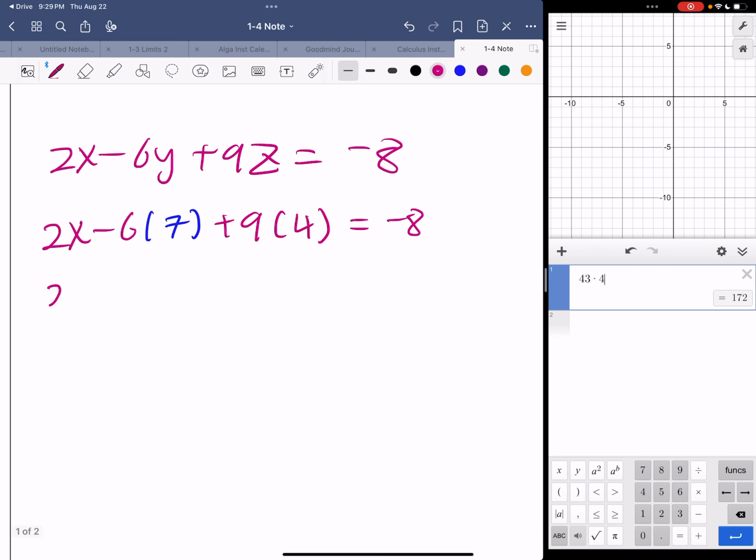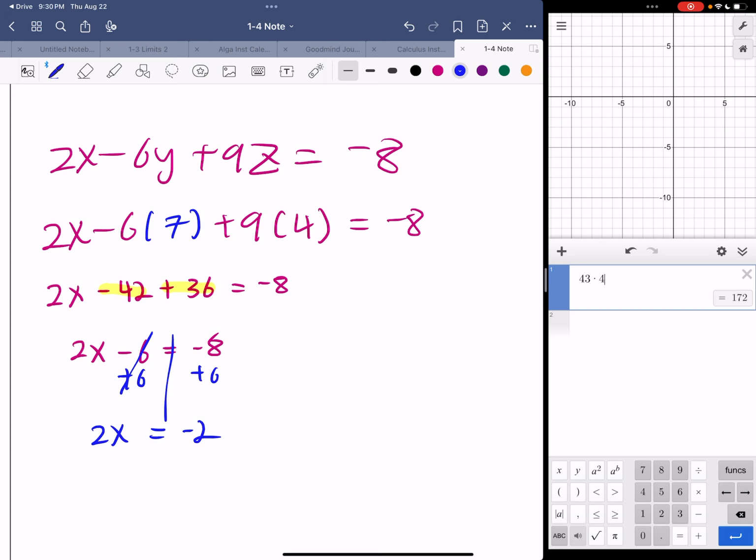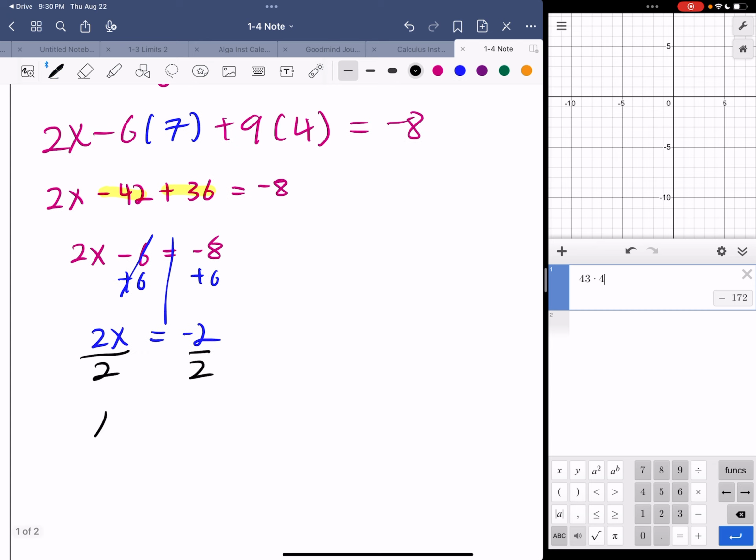So let's do one by one. 2x. Negative 6 times 7 is negative 42. 9 times 4 is plus 36 equals negative 8. So negative 42 plus 36 is negative 6, right? So 2x minus 6 equals negative 8. And let's solve for x, plus 6 both sides. You get 2x is equal to negative 2. Therefore, if you divide by 2 both sides, you get x equals negative 1.